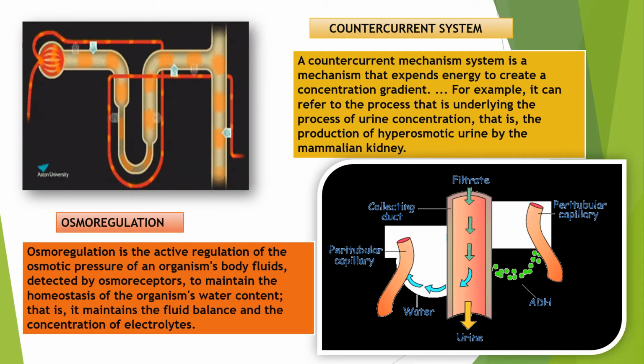So you can see in the diagram it has been clearly shown the counter current system of our urinary system. It starts with a glomerulus portion of Bowman's capsule and extends till the collecting duct through proximal convoluted tubule, Henle's loop, and distal convoluted tubule.